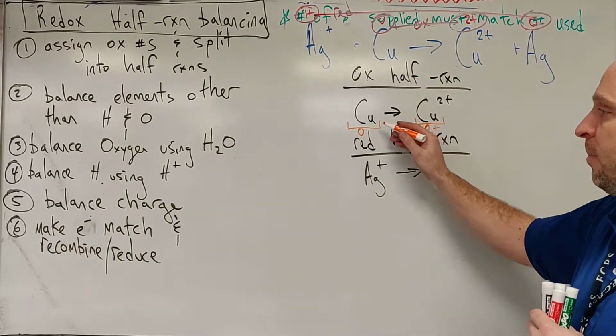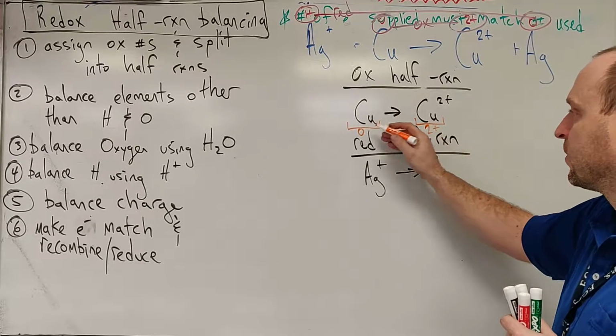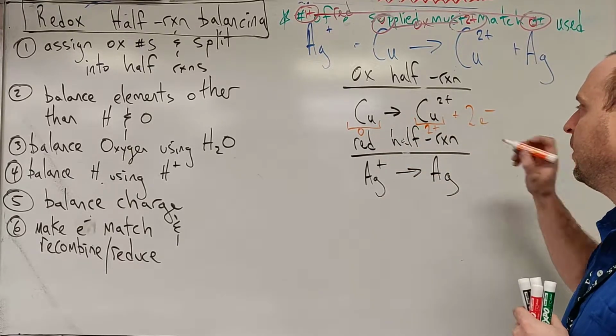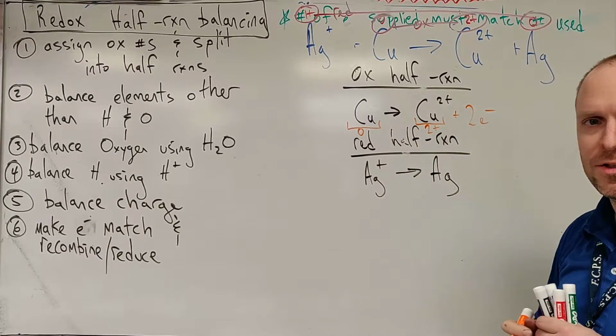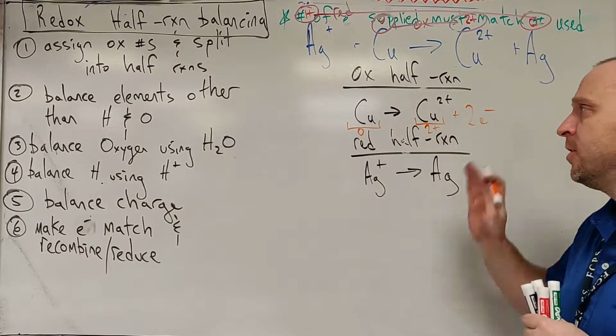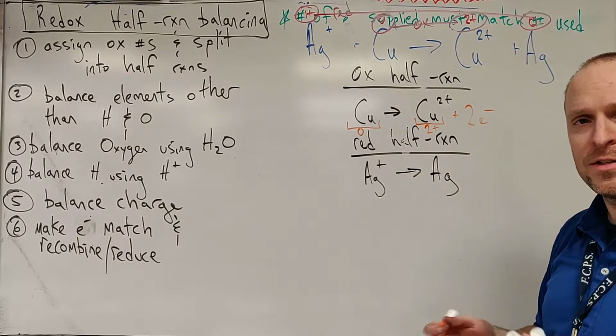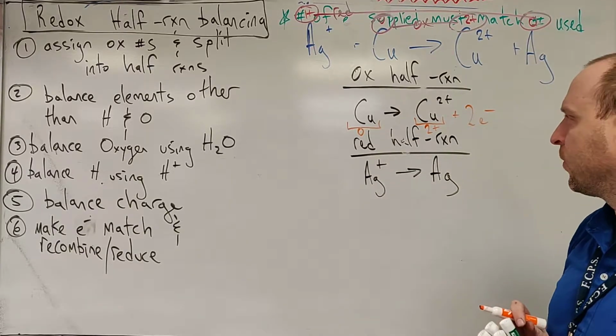All right? And we're going to balance that charge using electrons. There's a 0 there, and there's a 2 there. If I add 2 electrons right there, this side becomes 0, and it matches that. They won't always end up 0, but they do have to match. We are using the electrons because that's the basis of oxidation-reduction, the transfer of electrons.